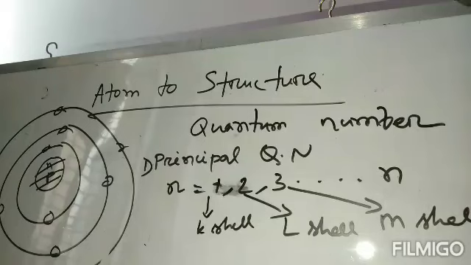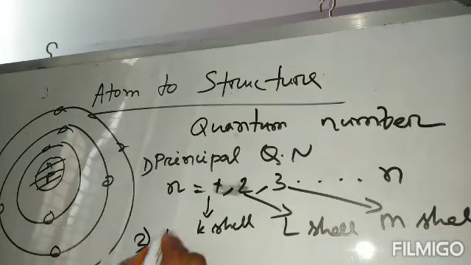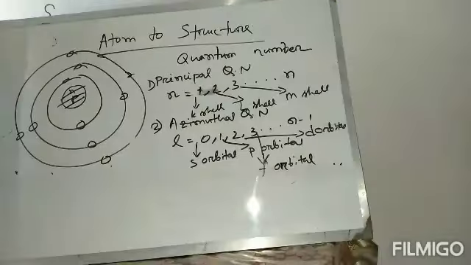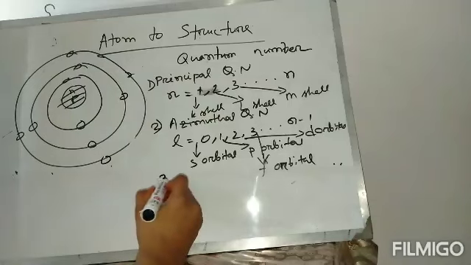Then the second one is the azimuthal quantum number. In each shell, it has an azimuthal quantum number. So for each subshell, it has an angular quantum number.